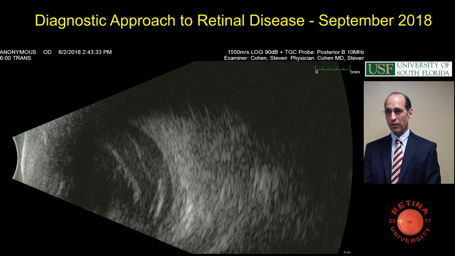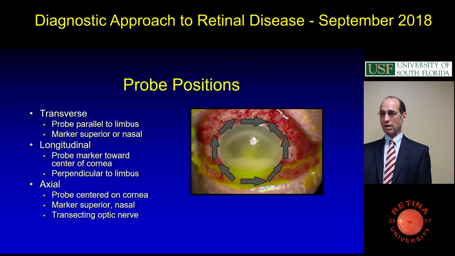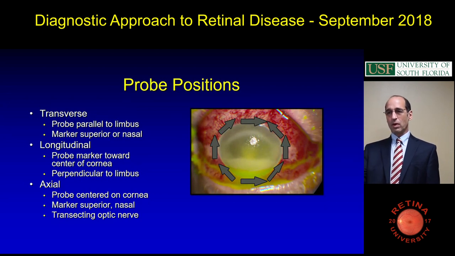Pitfalls on ultrasound to avoid are ultrasounding too anterior and catching the lens and thinking it's a ciliary body melanoma and removing the eye. That's bad. And also ultrasounding not far enough in the periphery to pick up retinal tears, because the retinal tears are pretty far peripheral.